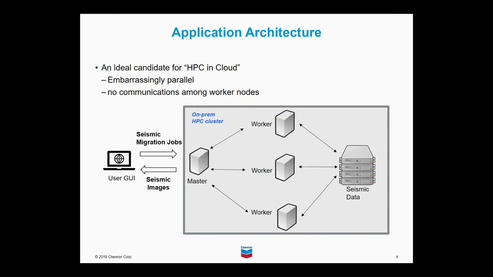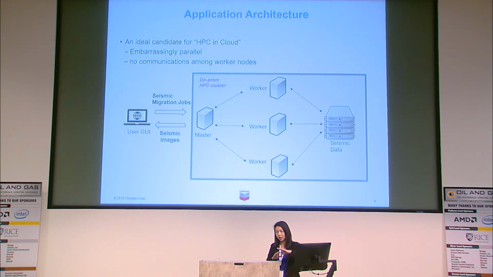The good thing is the workers don't talk to each other, but they do have to access the same seismic data set. That's why we need a very high performance storage for this application to provide the aggregate I/O bandwidth. When the workers are done, they send back their intermediate results to the master, which does the reduction of the results and then sends the final seismic image back to the user.